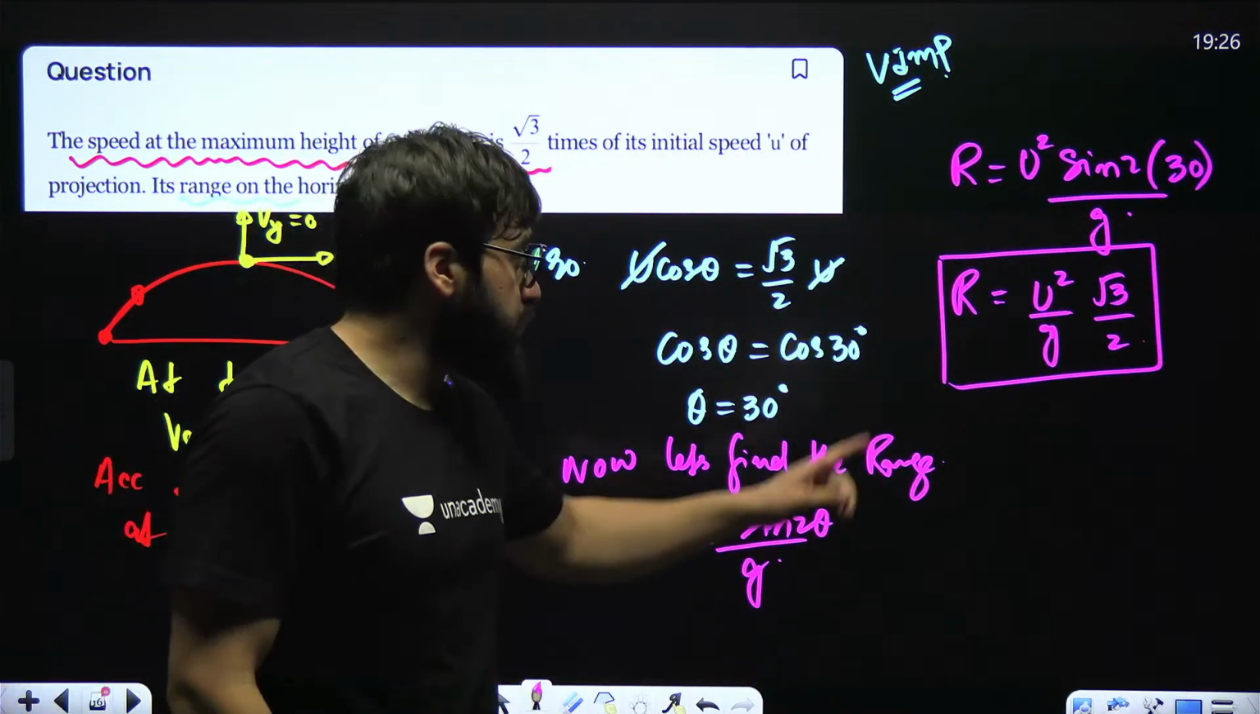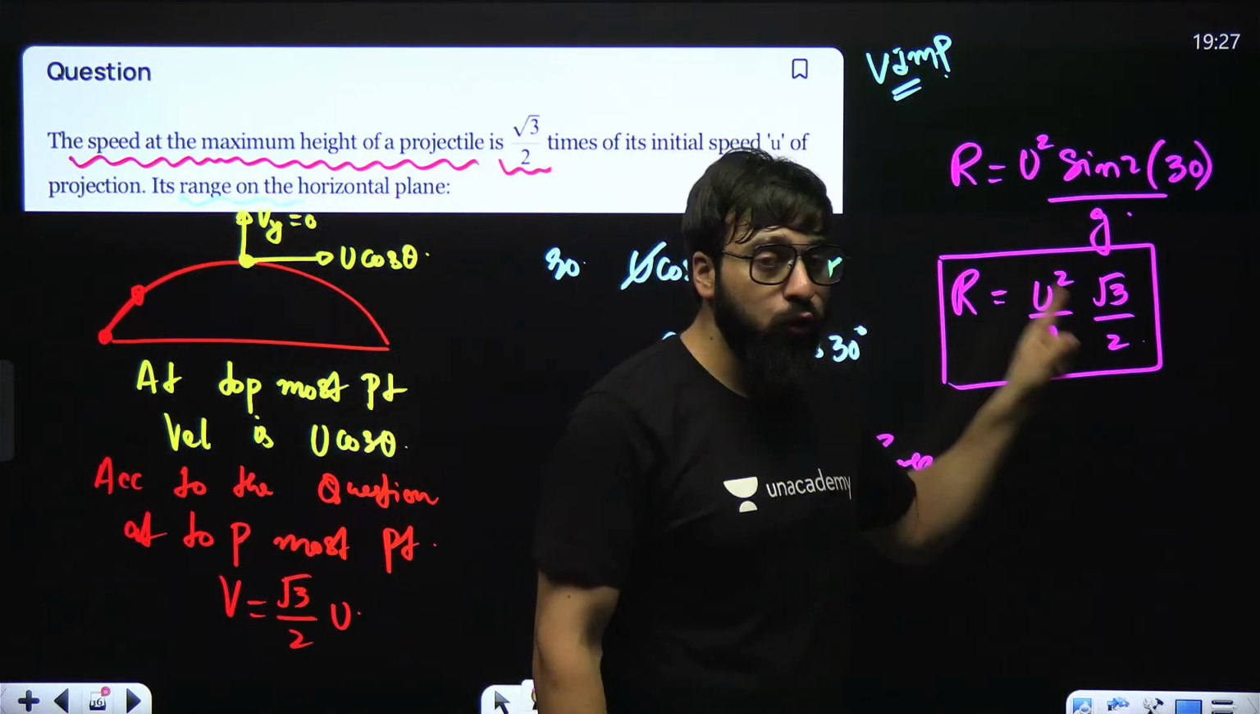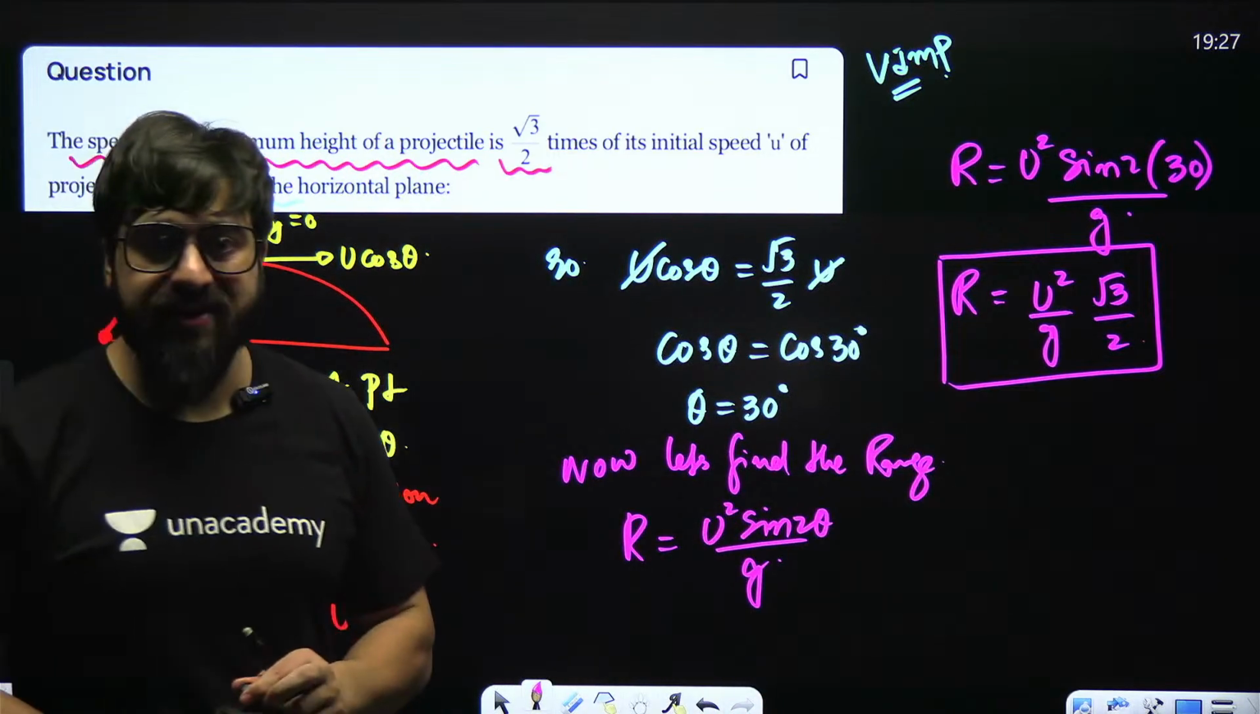This is the answer to this particular question. That is u square divided by g, root 3 by 2 multiplied by root 3 by 2. I hope this is crystalline clear.